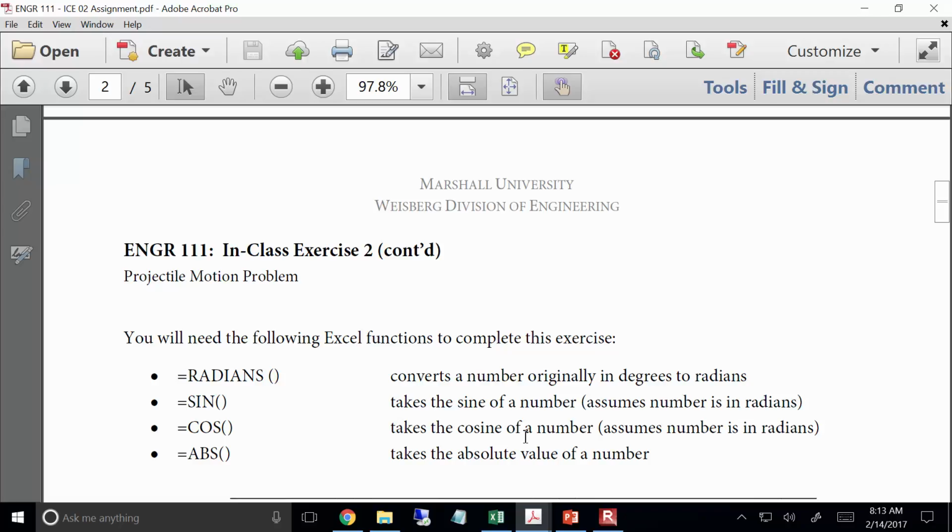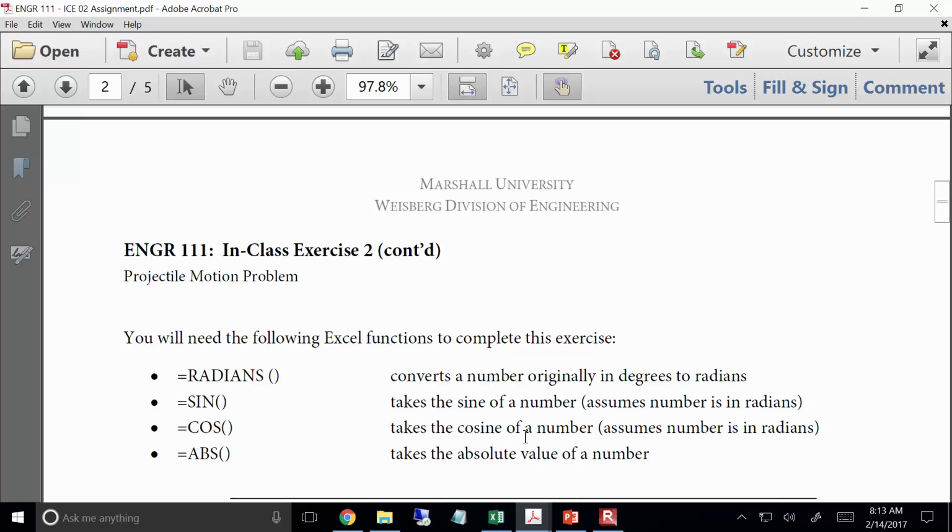You know, equals SUM of some range, and it will take the sum of that range, or equals AVERAGE, and it will take the average of that range. Remember us using that? Well, we're going to need to use some additional functions in order to complete this exercise.